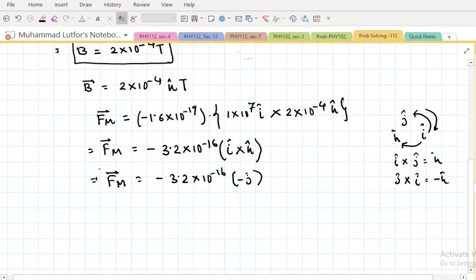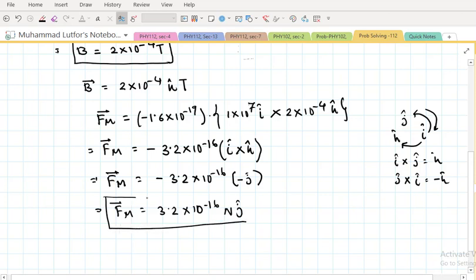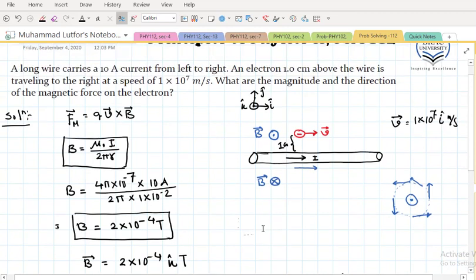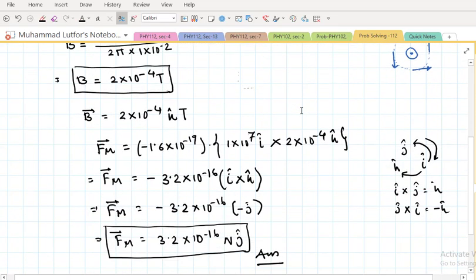So then I can find the force. This is going to be plus 3.2 into 10 to the minus 16 Newton j hat. That means at the location of that electron, the force on that electron due to the current in that wire would be 3.2 into 10 to the minus 16 j hat. So the force on the electron would be upward, because this is my positive j hat direction. That is the force on that electron due to the current in that wire.